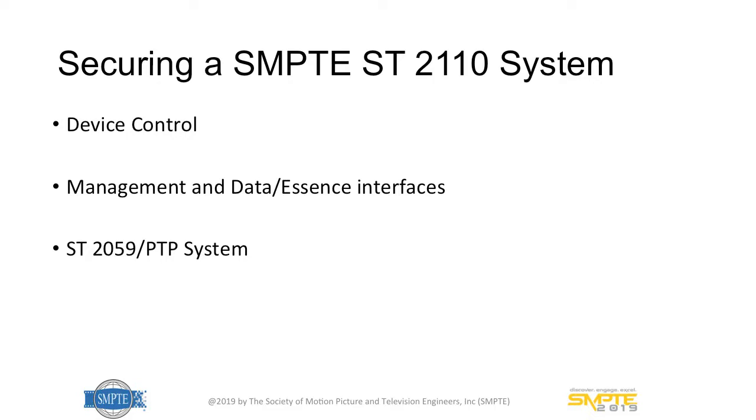So at a very high level, what are some of the key areas that we need to secure in our 2110 system? We have our device control. Those are our APIs to control the devices, because if you can get into that, then you can change settings and cause grief. Physically, we have different interfaces: our management interfaces and our different data essence interfaces. And we have our PTP system, which we need to secure.